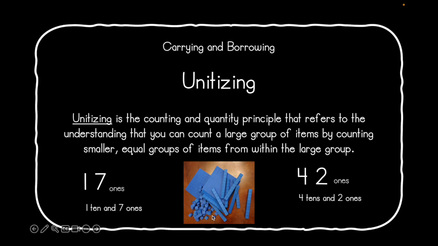All right, but here's where it gets really powerful. 42 is 4 tens and 2 ones, but it's not just 4 tens and 2 ones. It can also be thought of as 3 tens and 12 ones. That's still 42. This is a huge understanding for kids in about first and second grade. And it's also 2 tens and 22 ones, and 1 ten and 32 ones. All of that is really important with this concept of unitizing.